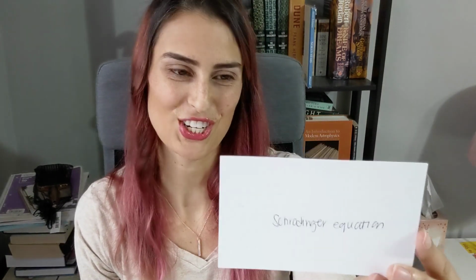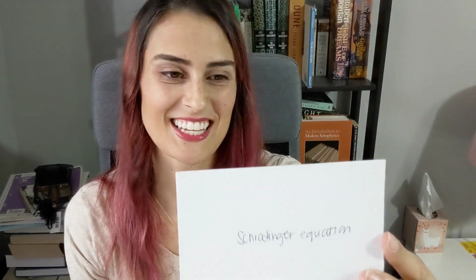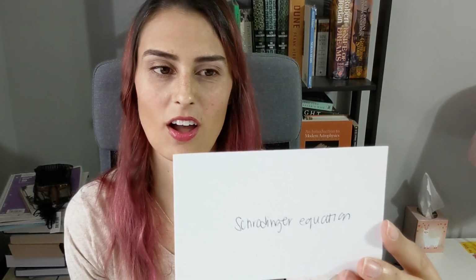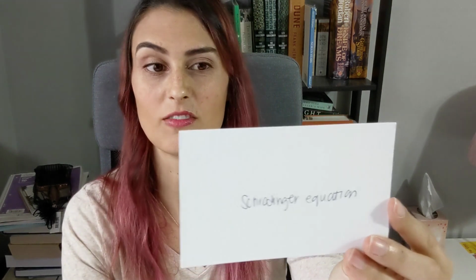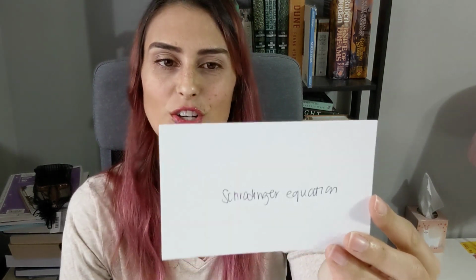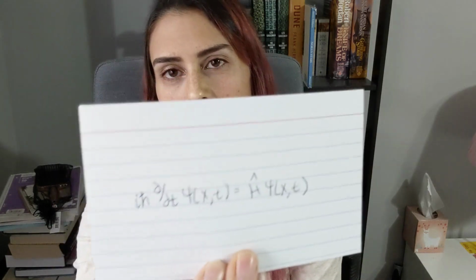The Schrödinger equation. This is i h bar partial derivative with respect to t of big psi of x and t is equal to H hat times big psi of x and t.